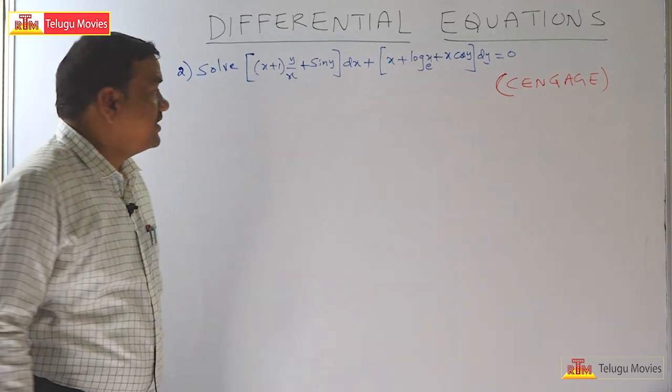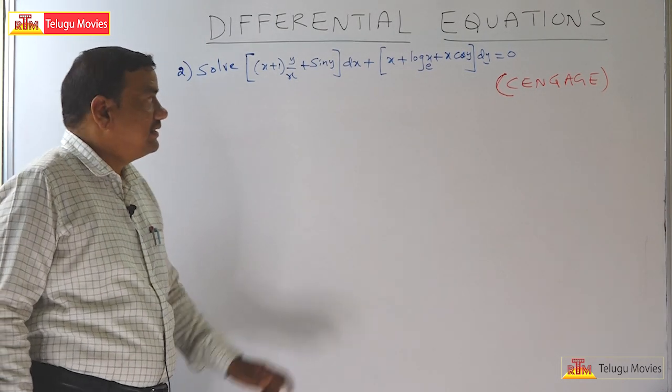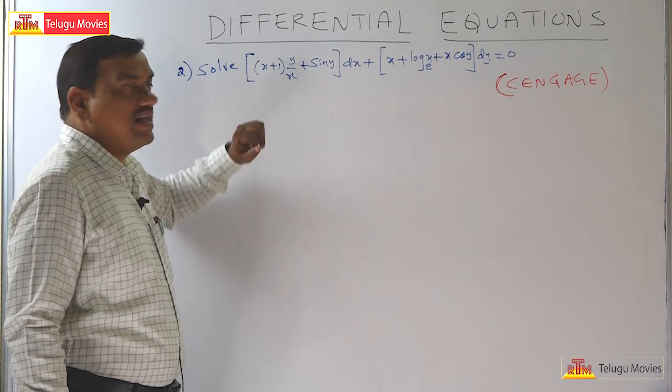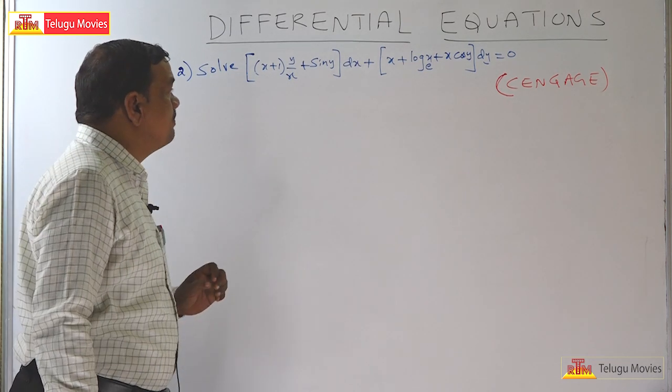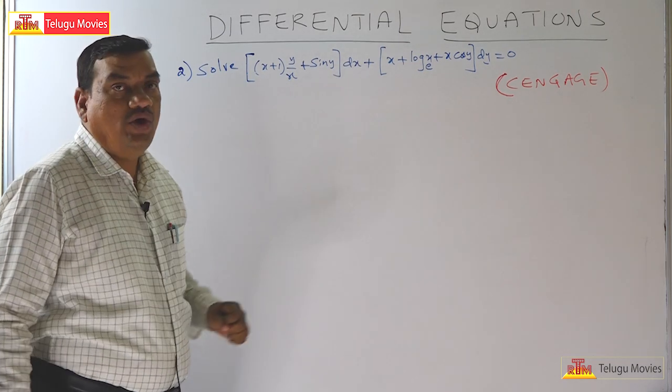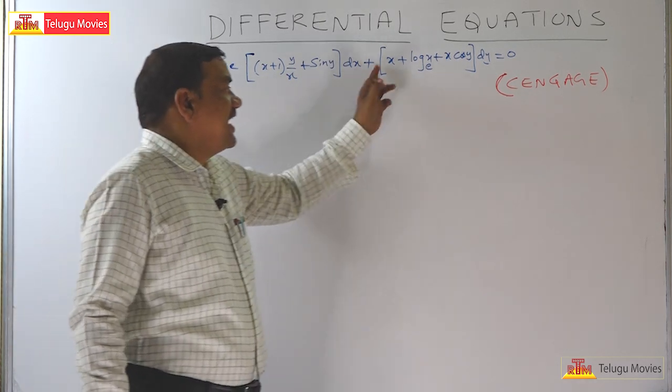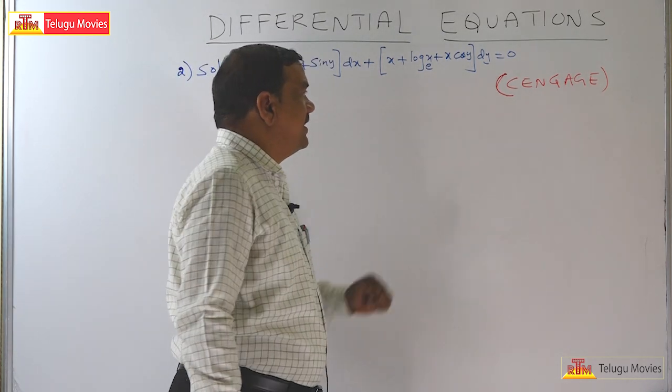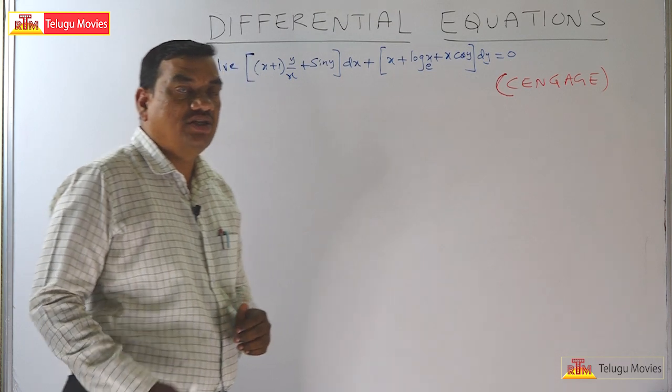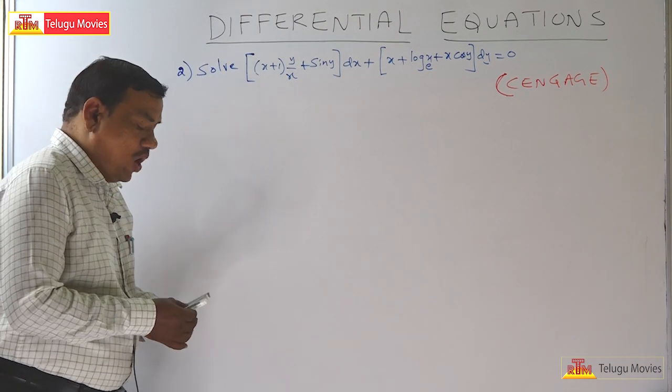Welcome to this second problem. The second problem is: solve x plus 1 times y by x plus sin y, whole into dx, plus x plus log x to the base e plus x cos y, dy is equal to 0. Then how to do this problem?